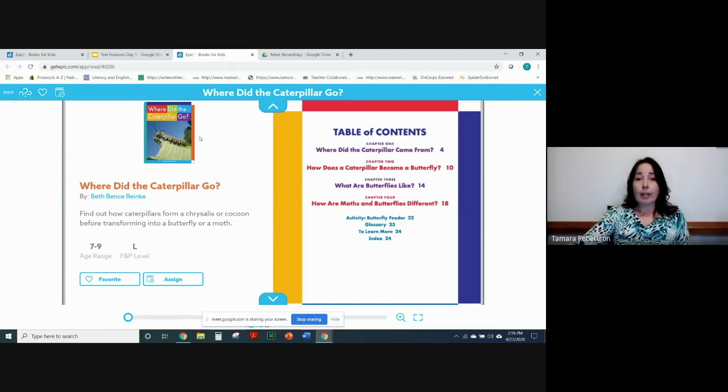So I've looked at the title, and now I've read the table of contents. And just by thinking about the title and the table of contents, I think this book is going to be all about caterpillars and butterflies. I think I'm going to learn about the life cycle of a butterfly. I think I'm going to learn about maybe the habitats of butterflies or what butterflies like to eat. And then I'm going to look at how moths and butterflies are different.